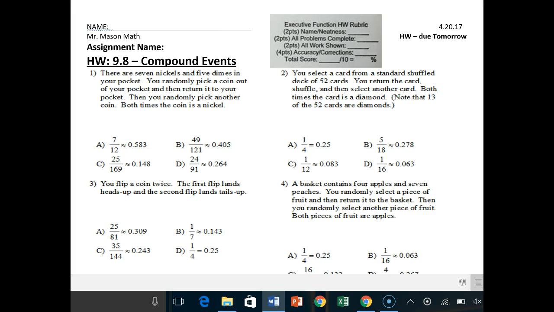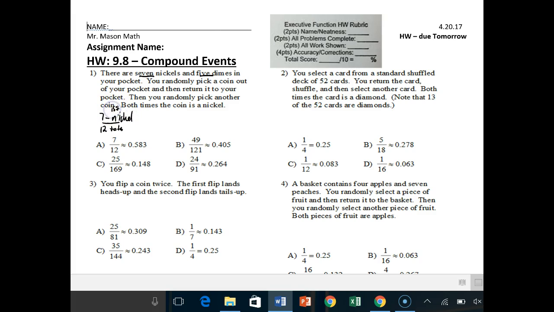Number one, there are 7 nickels and 5 dimes in your pocket. So initially you should go ahead and write out your total. So you have a total of 12 items, right? 7 plus 5 gave you 12. You randomly pick a coin out of your pocket and then return it to your pocket. Then you randomly pick another coin. Both times the coin is a nickel. So you wanted to choose a nickel. So you had 7 nickels for your first time. So the probability of picking a nickel is 7 out of 12 because there are 7 nickels in your pocket.